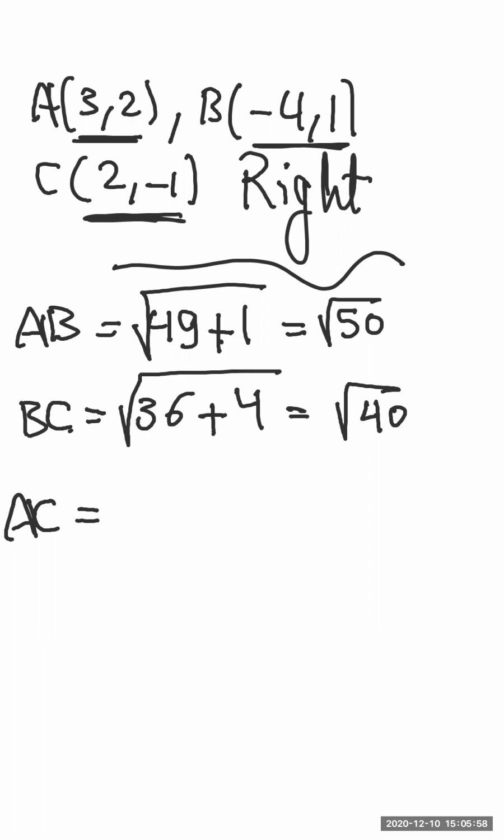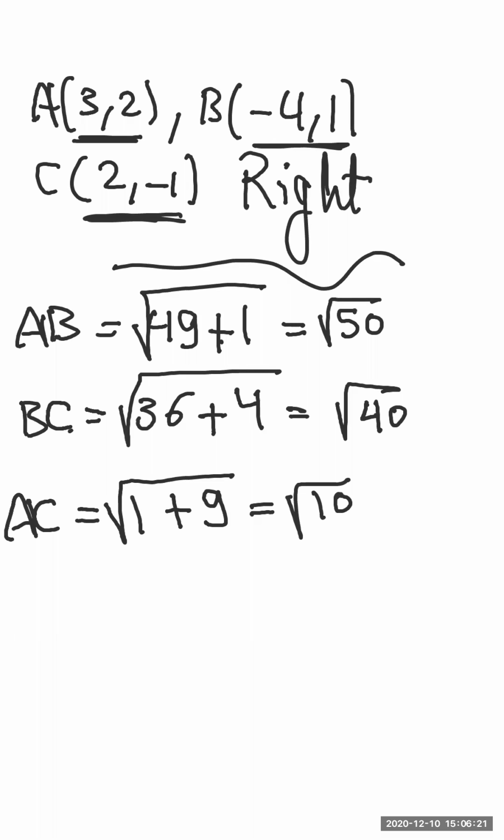Okay. Then AC will equal 2 minus 3, which is -1. -1 squared means 1 plus -1 minus 2, so -3. -3 squared means 9. So square root of 1 plus 9, so square root of 10.